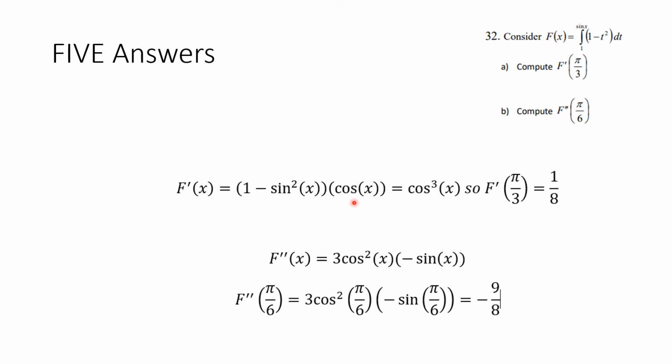And then I ask you to plug it in. By the way, this is going to be cosine squared by a trig identity. So this is cosine cubed. That's going to be a little bit easier to take a second derivative of than this one. So when we substitute pi over 3 in there, the cosine of pi over 3 is 1/2, so if you cube it, you get 1/8. Now for the second derivative, I'm going to use this expression for the first derivative, that is the cosine cubed. So it's 3 cosine squared x times the negative of sine x, and I'm plugging in pi over 6, and I get minus 9 over 8 as my second answer.